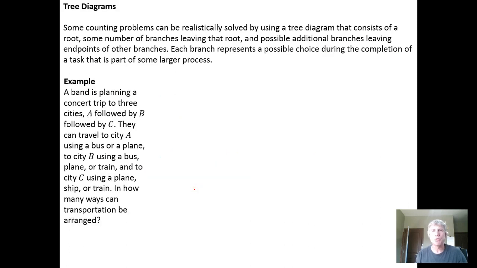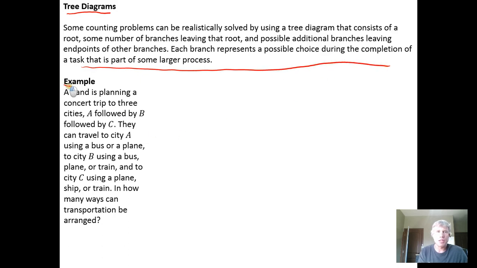Tree diagrams. Another way of counting things is using tree diagrams. These are typically things where you put together choices in stages. You start with a root and then you branch off from that root. Here's an example. I'll let you read the paragraph. I won't read it to you. I'm just going to go straight to the example.